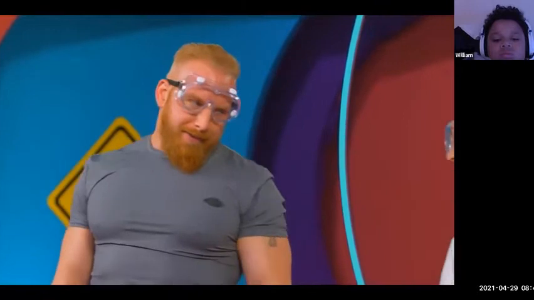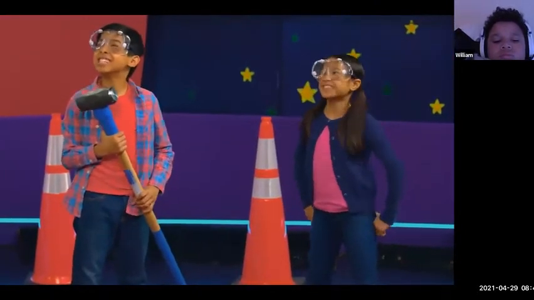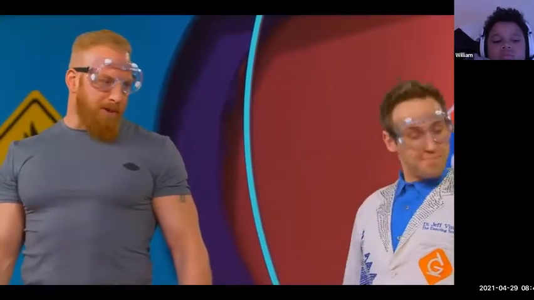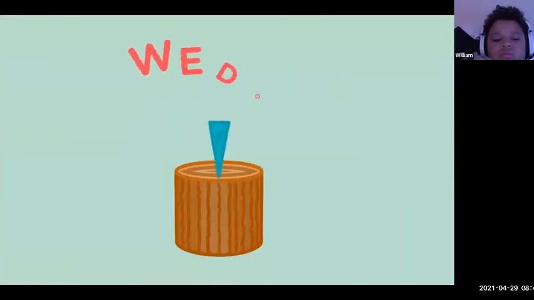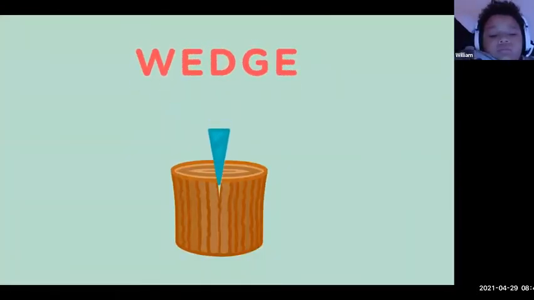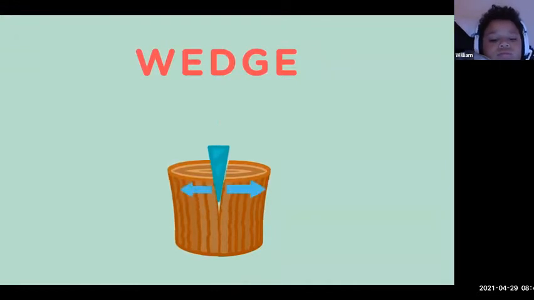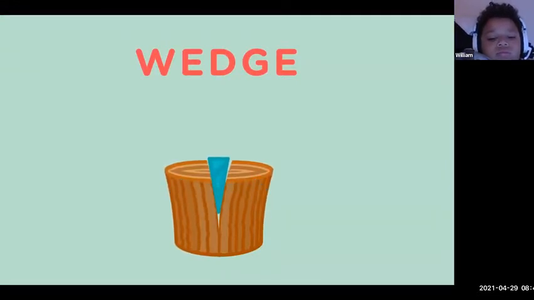Sorry, Mr. Muscles, but we're using lean, mean, simple machines. Definitely impressive. Thanks to the wedge, we were able to separate the log in half using the force of the moving hammer on the wedge.